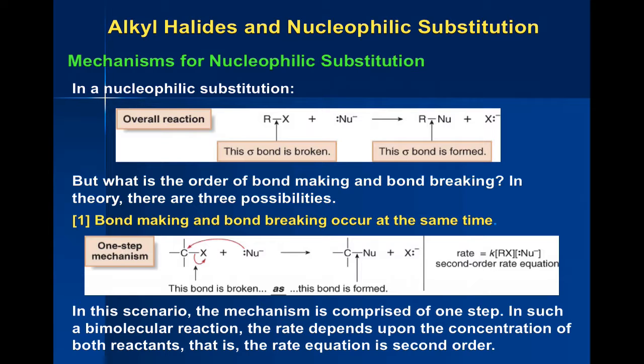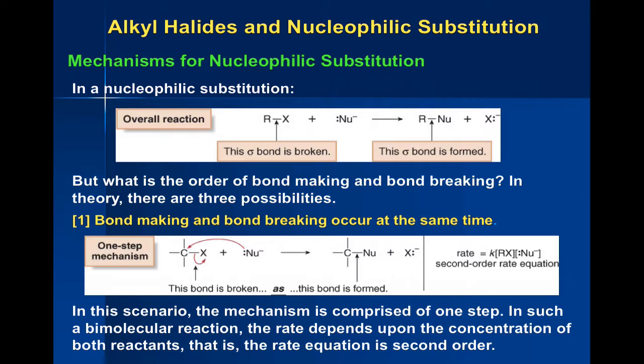So let's talk about the mechanism of these nucleophilic reactions. When we're talking about a mechanism, we're asking what bonds are being made, what bonds are being broken, and in what order that happens. If we look at this particular reaction, we're going to break this sigma bond, and we're going to generate this sigma bond. But what's the order in which those get formed and broken? That's really what we're interested in with mechanism.